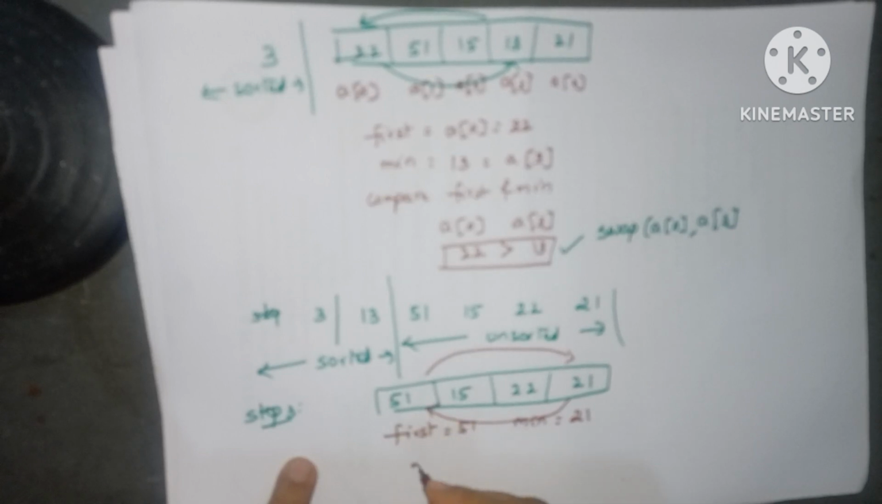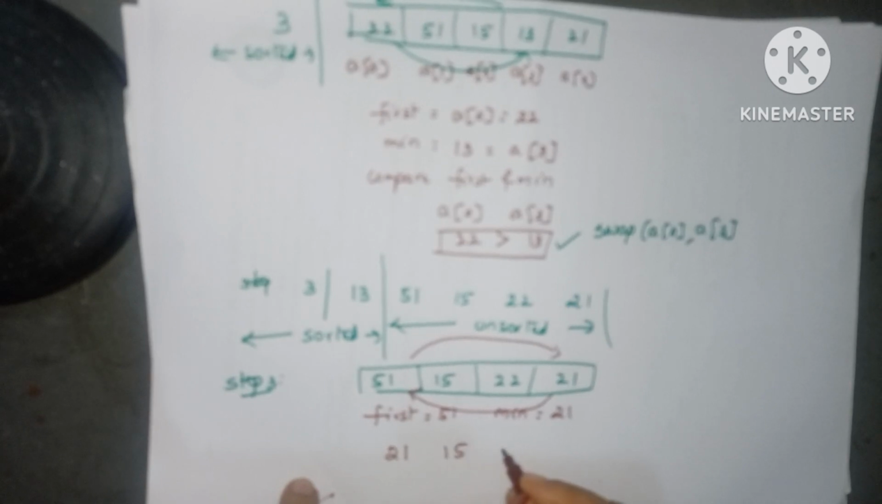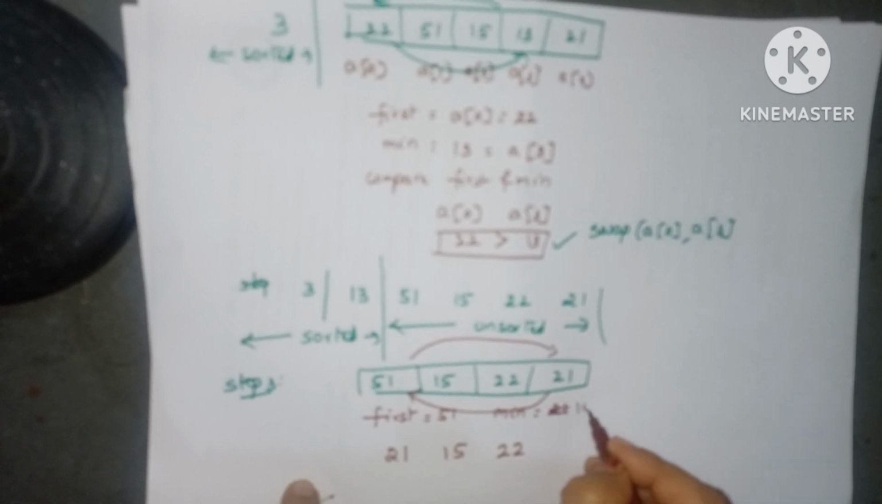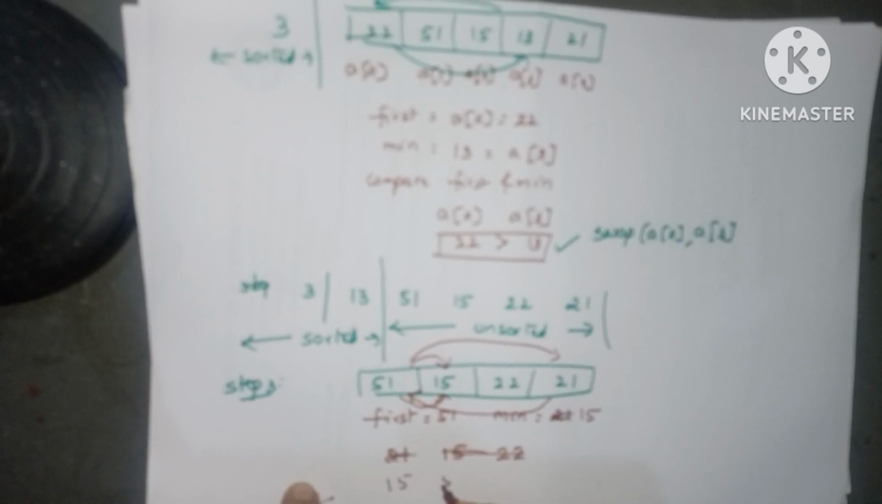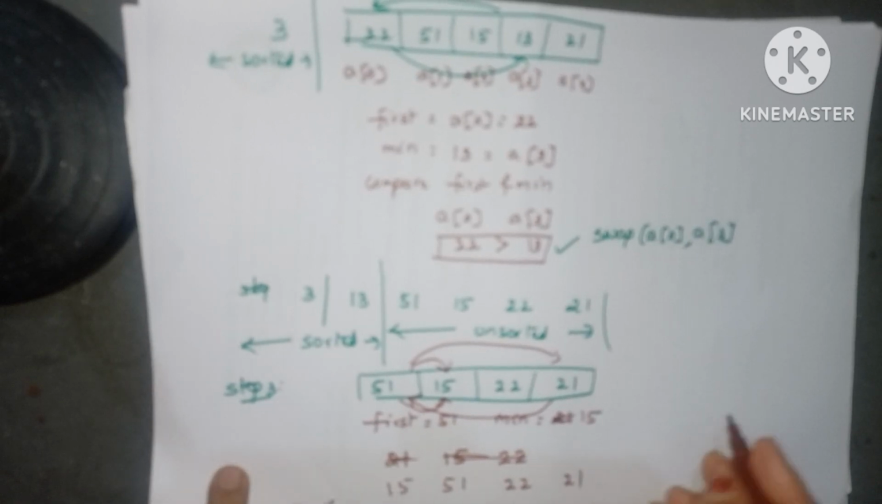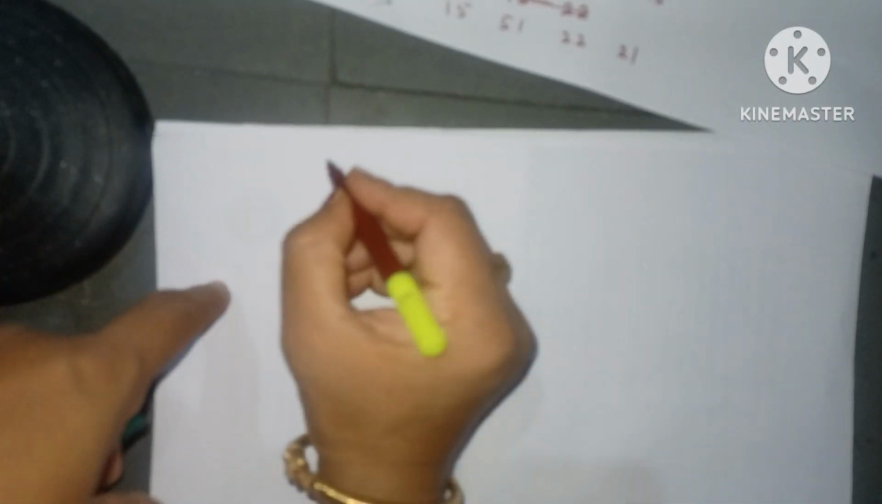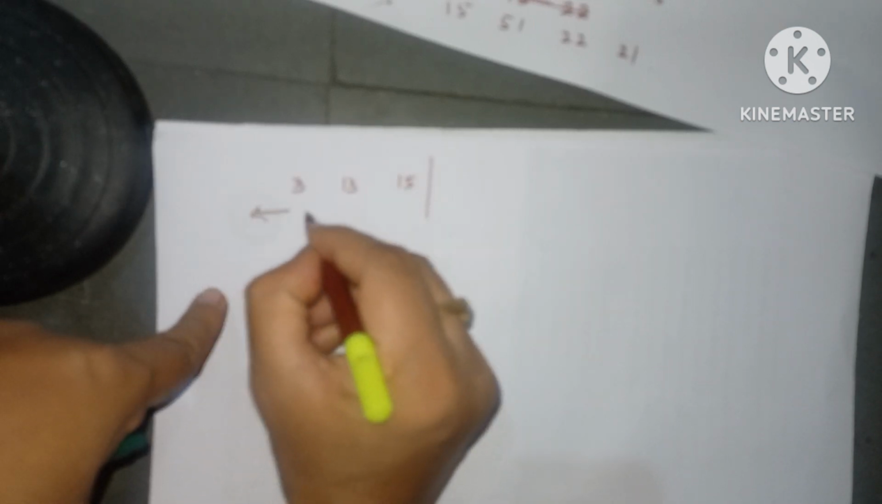Swap. Whenever we swap it, the elements are coming like this. No, here the minimum element is 15, sorry. The minimum element is 15, so swap these 2 elements. That means 15, 51, 22, 21. So after step 3 is completed, the sorted elements are 3, 13, 15. These are in the sorted manner.